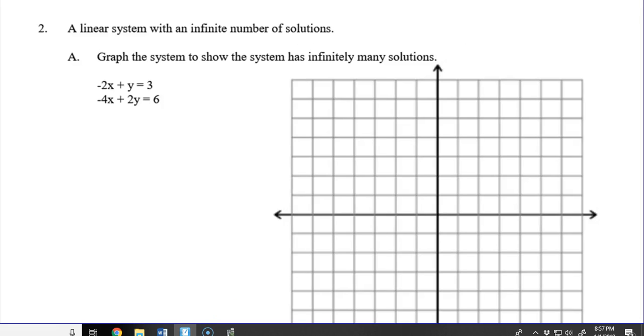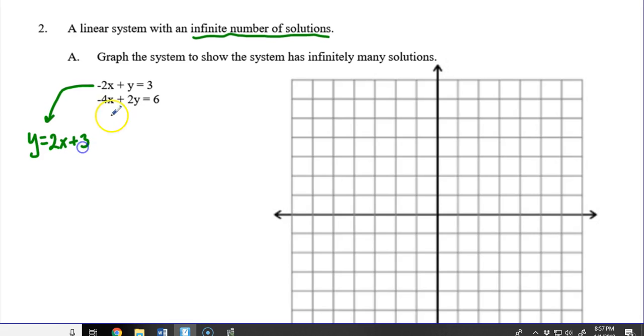Okay. On the flip side, we've got a system with an infinite number of solutions. Let's talk about what that would look like graphically. Okay, so let's try to get both of these into y equals form so you can graph them, so you can see their slope and y-intercept. Play the recording when you're ready. Hopefully you did this. I will add 2x to both sides.